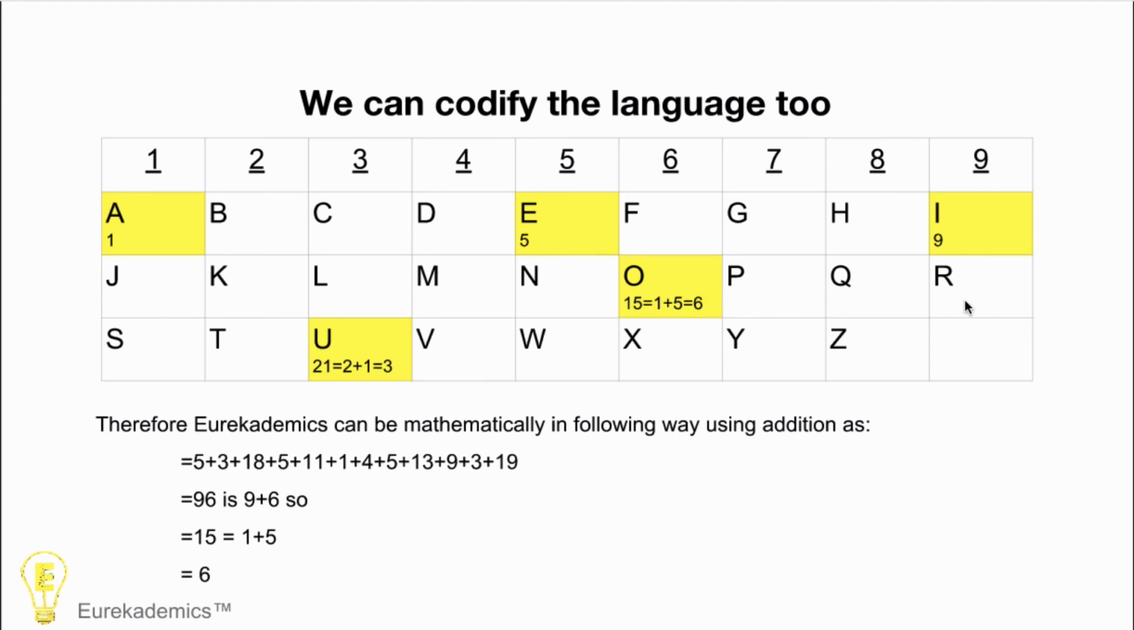So I've codified the alphabet, and I decided to highlight the vowels in yellow for you to see. A is 1, it's a prime. E is 5, a prime. I is 9, the magic number. It's the most important number. It has all the characteristics, and it's the most powerful digit, 1 through 9.